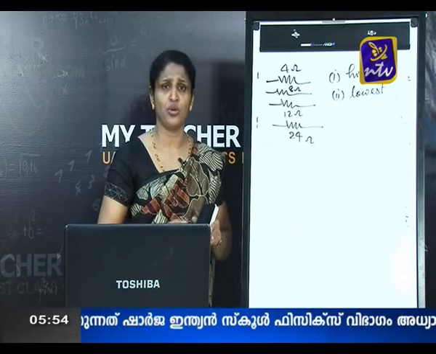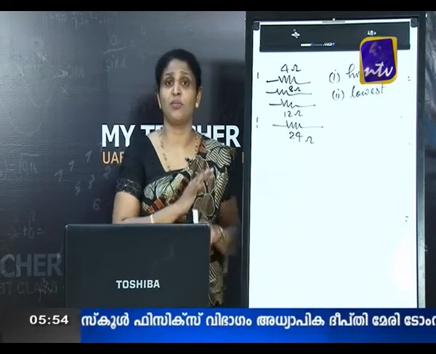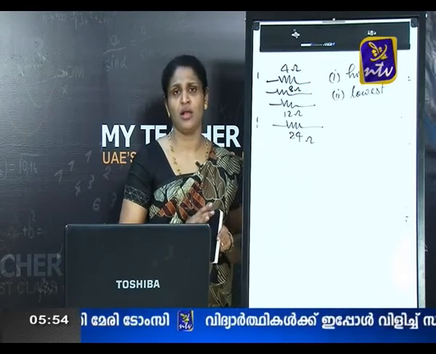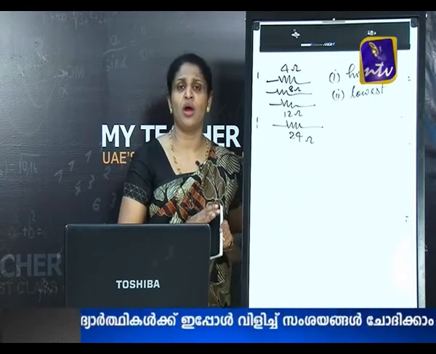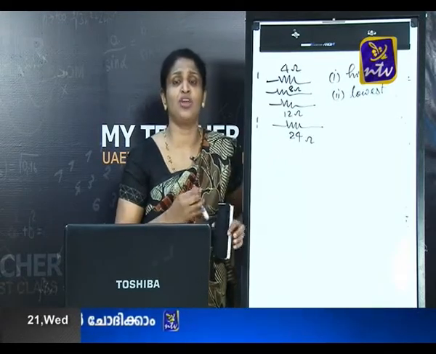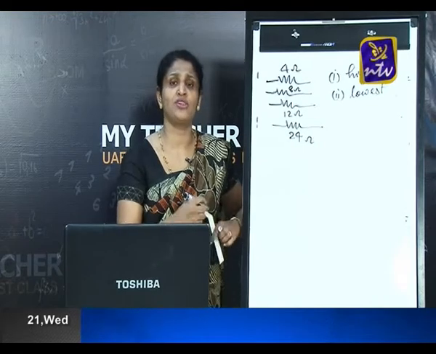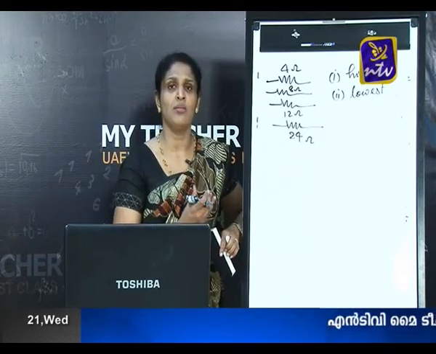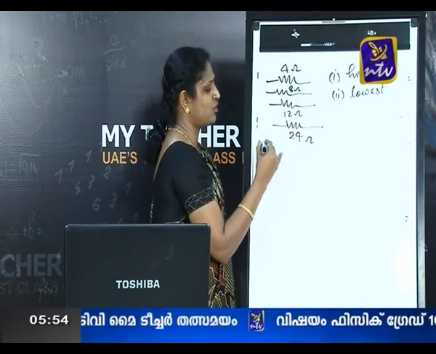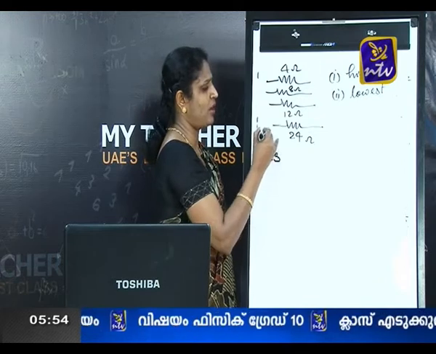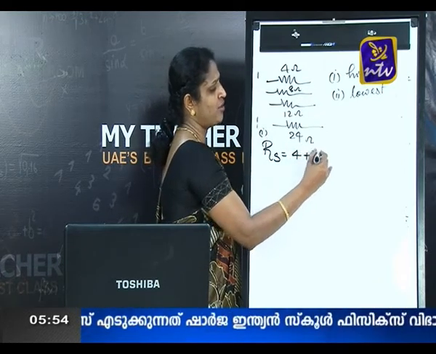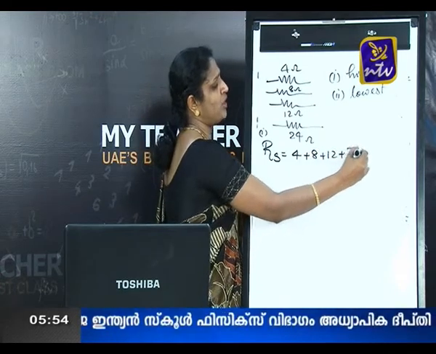Just before, I told you that the effective resistance is maximum in series and minimum in parallel. The value can never go higher than the highest. That means the highest value will come when you are putting them in series and the lowest value will come when you are putting them in parallel. The first answer is very clear. The highest resistance is possible when all of them are in series. That means you have to connect 4, 8, 12 and 24 in series.